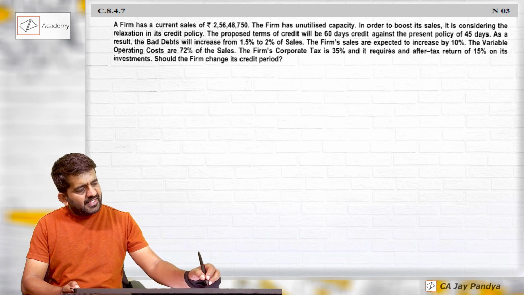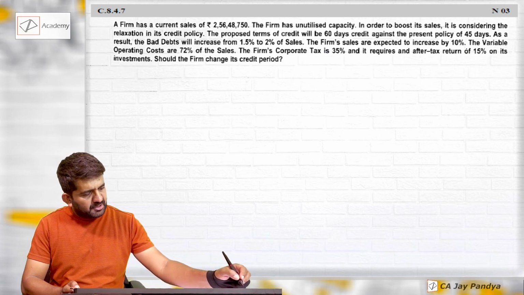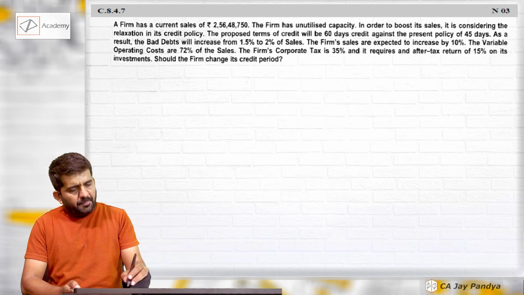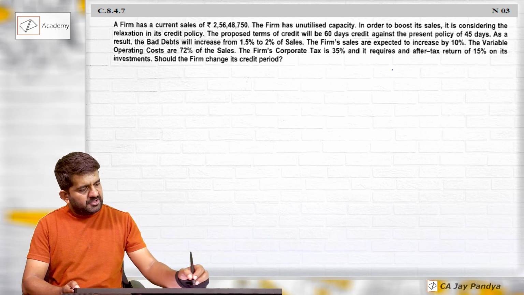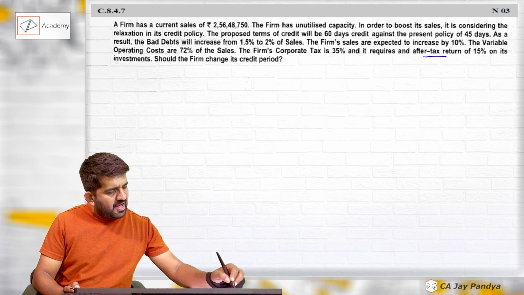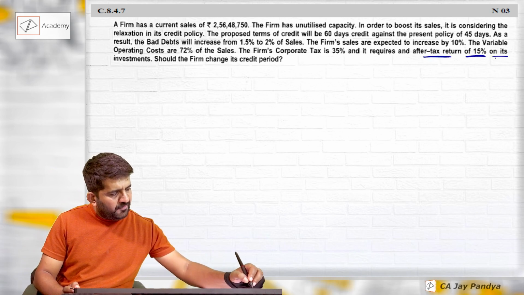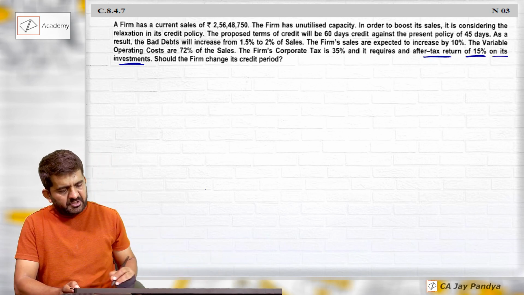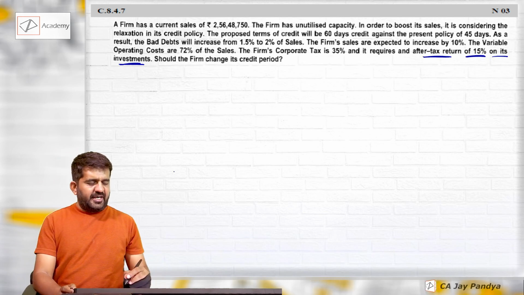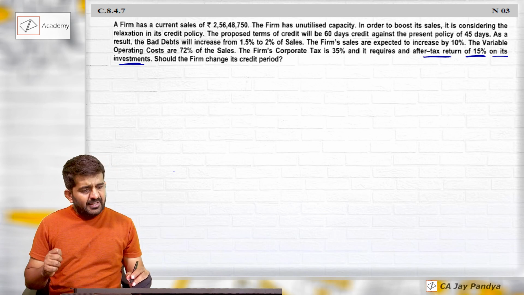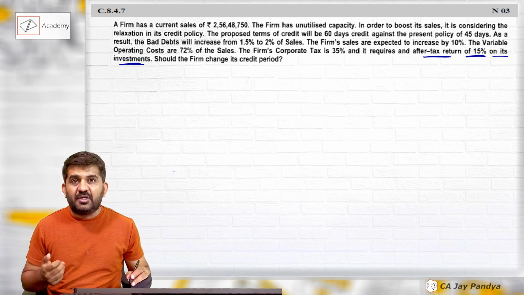The firm's sales are expected to increase by 10%. The variable operating costs are 72% of sales. The firm's corporate tax is 35%, and it requires an after-tax return of 15% on its investment. This will be relevant. This will be important. Should the firm change its credit policy? Let us directly feed in some figures.